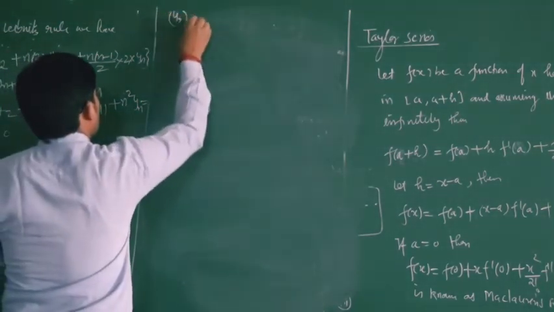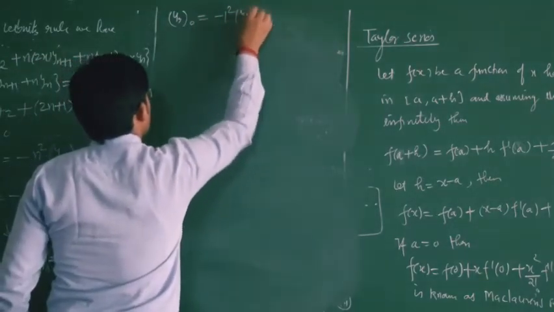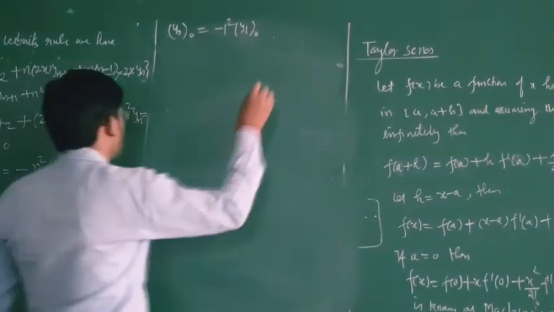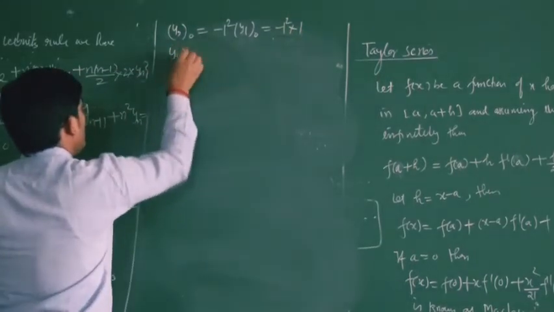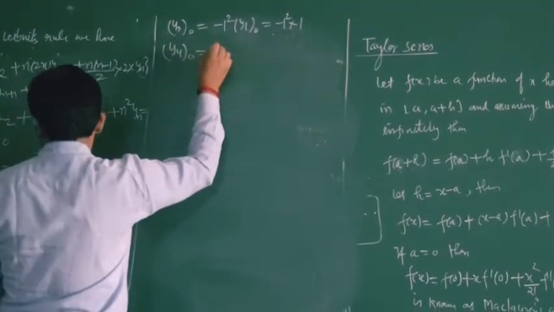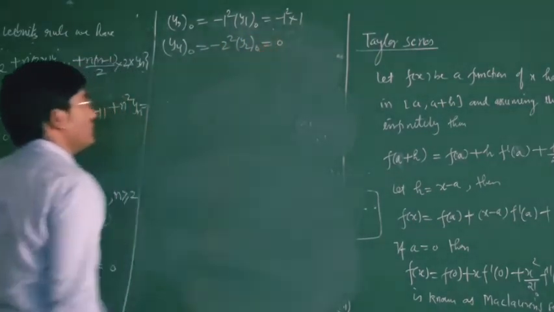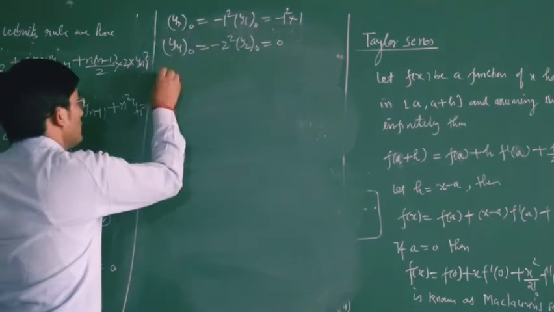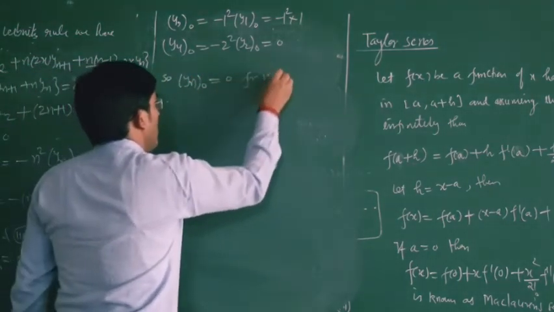Thus we have y3(0) equal to, put n equal to 3 here, so we will have minus 1 square into y1(0). Our y1(0) was 1, so this is minus 1 square into 1. y4(0) will be minus 2 square into y2(0), and as our y2(0) is 0, y4(0) is 0. Similarly, we will have y6, y8 and the even terms as 0. Therefore, we can say that yn(0) is 0 for n even.